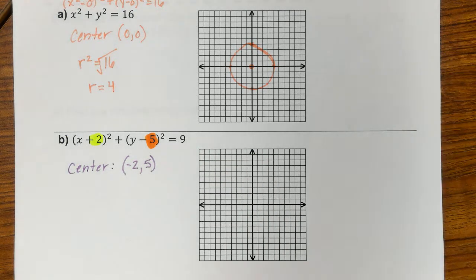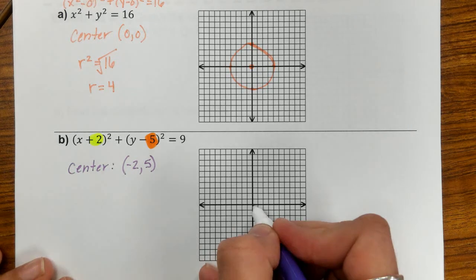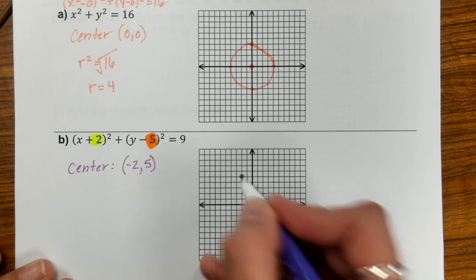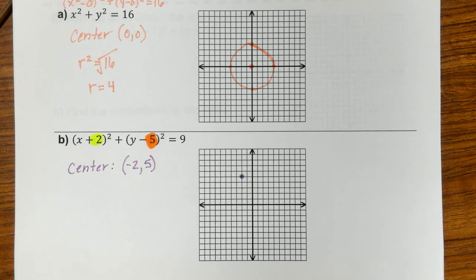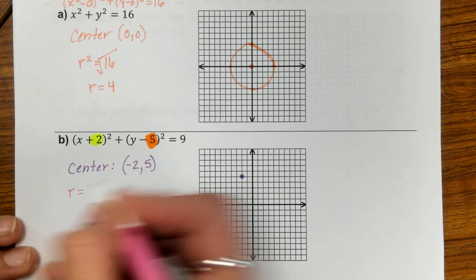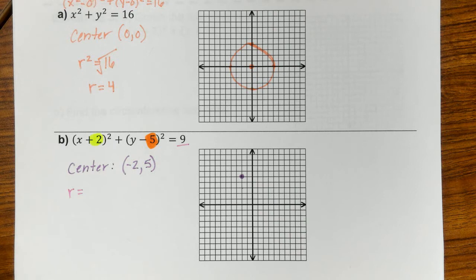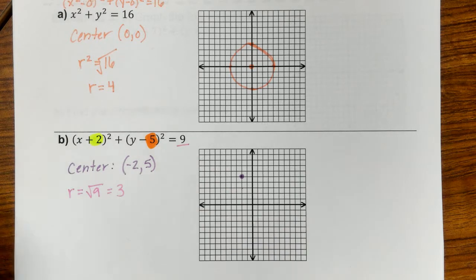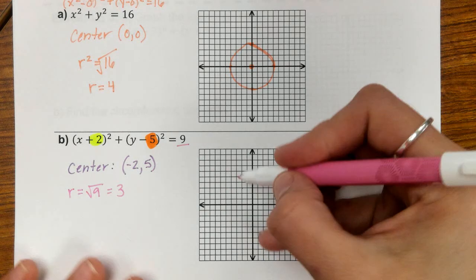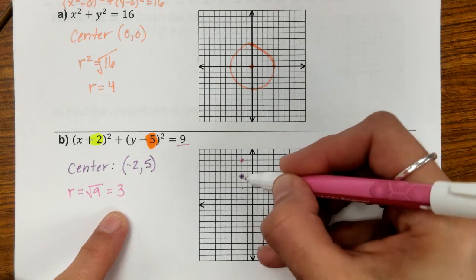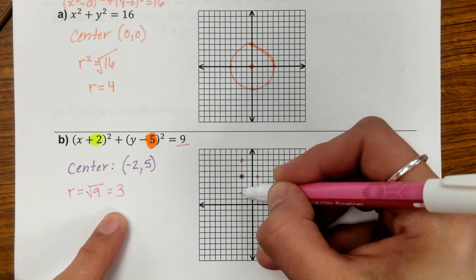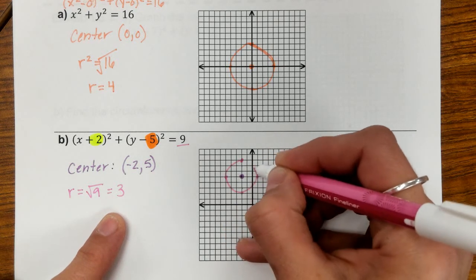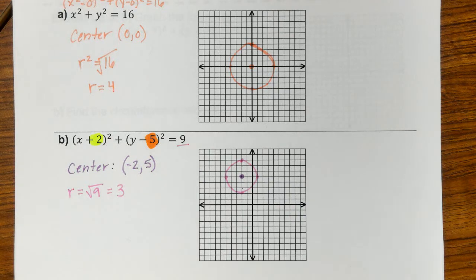So we can go ahead and find it first: negative 2 on the x, positive 5 on the y. There's our center. When we find our radius, we need to remember that this is r squared. So we have to take the square root of 9, and it gives us 3. With that circle, we can go 3 in each direction: up, to the right, down, and to the left. And we just connect those again the best we can to make as beautiful a circle as possible.